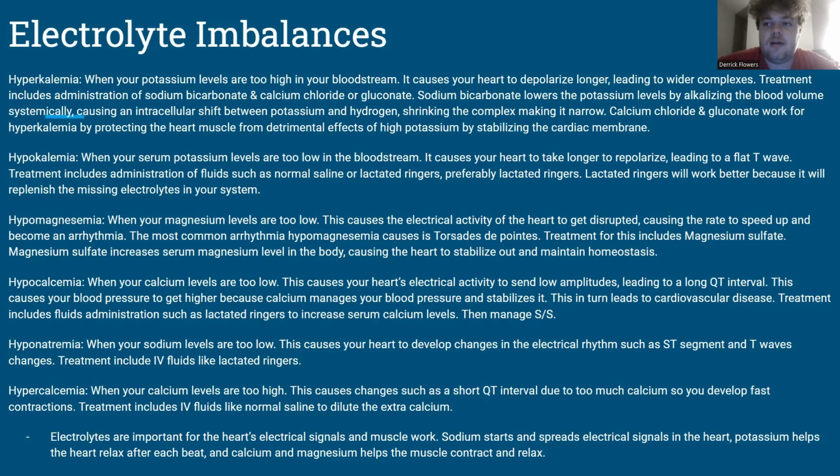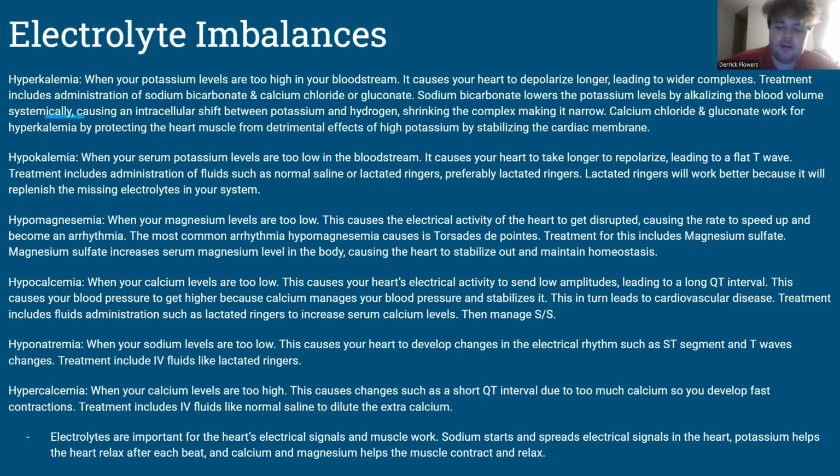Hypercalcemia. This is when calcium levels are too high. This causes changes such as a short QT interval due to too much calcium, so you develop fast contractions. Treatment for this is IV fluids. This is the one where I prefer normal saline because it dilutes the extra electrolytes. It can help dilute some of it.